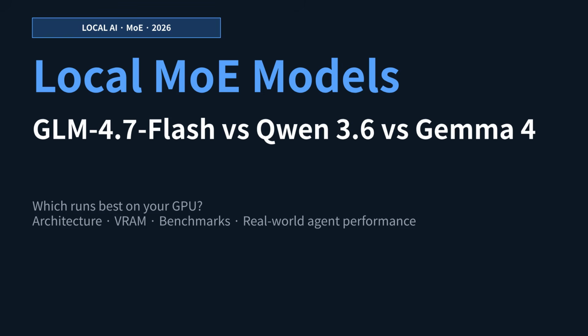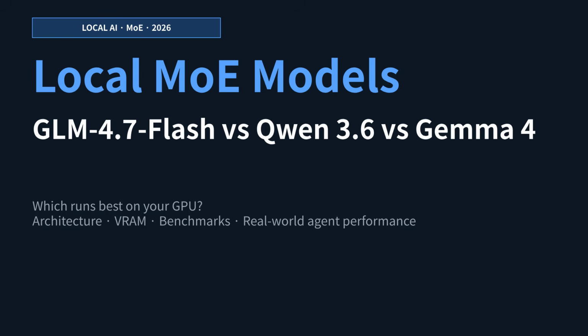Hey everyone, welcome back. Today we're diving into a topic that's getting a lot of attention in the local AI community right now. The new generation of mixture of experts models that can actually run on your own computer. We're comparing three of the most exciting ones: GLM-4.7 Flash from Zhipu AI, Qwen 3.6 from Alibaba Cloud, and Gemma 4 from Google DeepMind. All three were released around April 2026, and all three can run locally on consumer hardware.